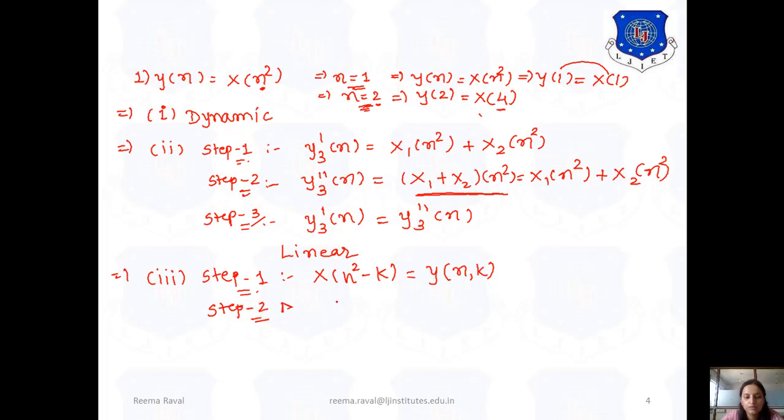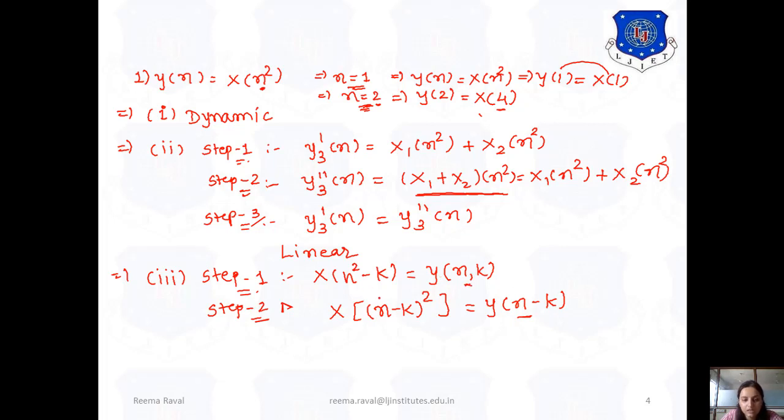Then step number 2. Step number 2 is what? We are going to replace the n by n minus k. That means in the system function, wherever the n is there, we need to replace it with n minus k. And we will denote it as y of n minus k. So here, as you can see, x of n square, in place of n we are placing n minus k, so it will be n minus k whole square, and this will be y of n minus k. So the notation we are using is y of n minus k.